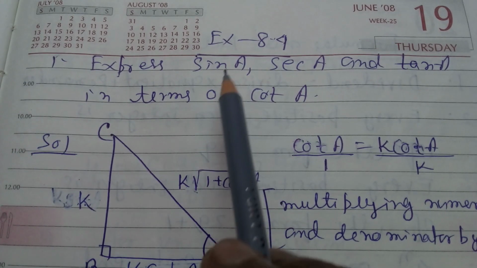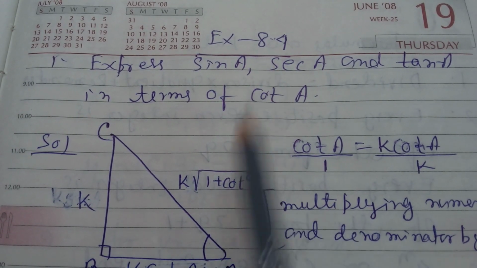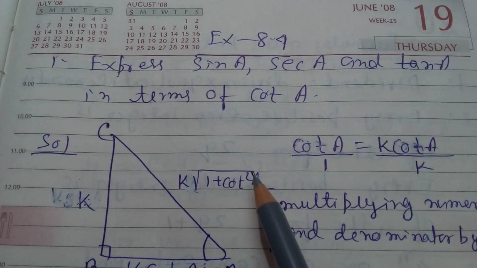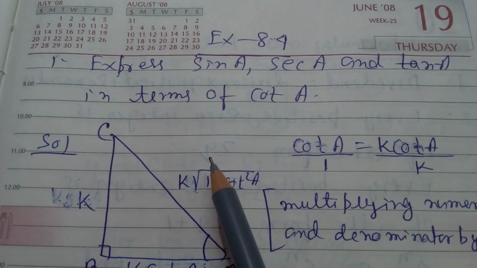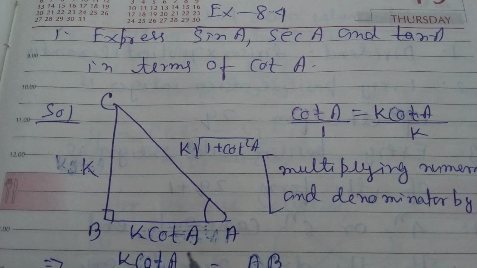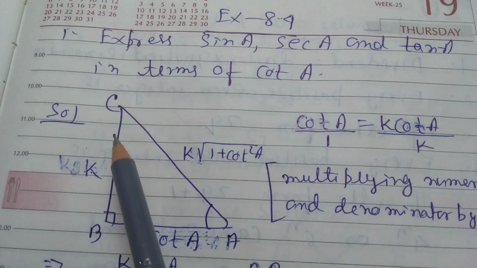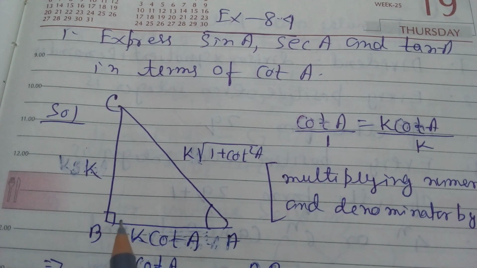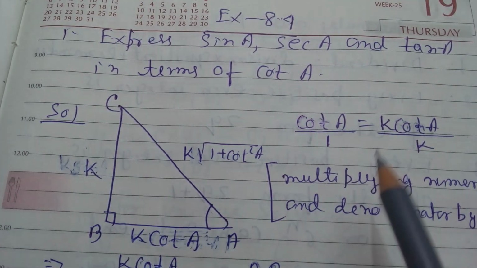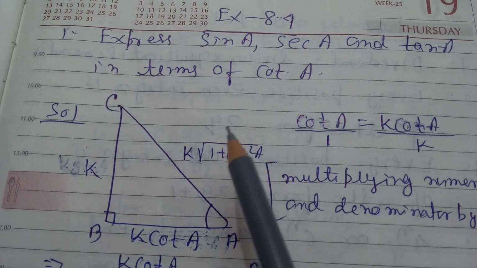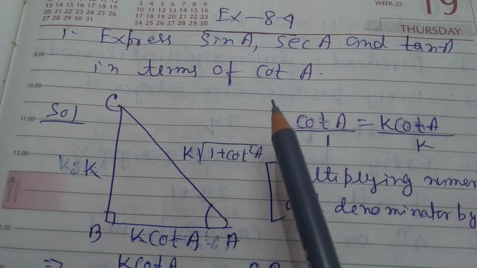Today I shall start exercise 8.4. Question number 1. Express sin A, sec A and tan A in terms of cot A. Now listen. At first a right triangle ABC is drawn, in which angle B is 90 degrees. The question is to express sin A, sec A and tan A in terms of cot A.